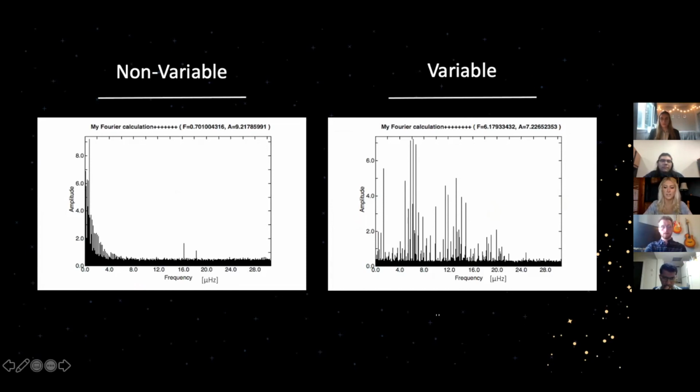However, this is the same variable star that I showed in the last slide. You can see that there's lots of activity going on, and this shows you all the different frequencies and harmonics that the white dwarf is pulsating at.